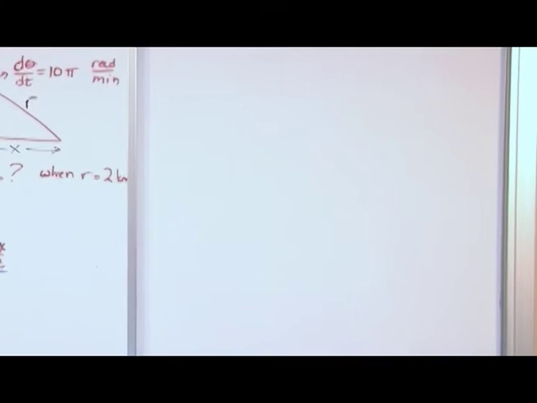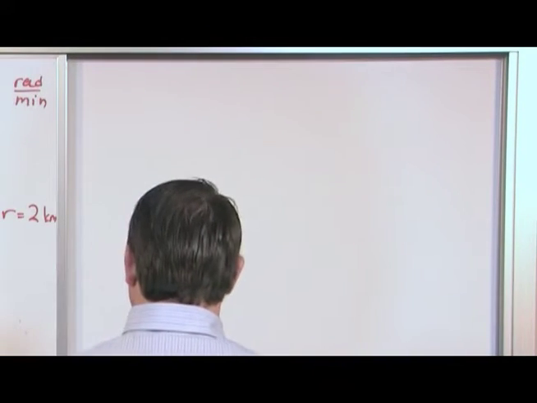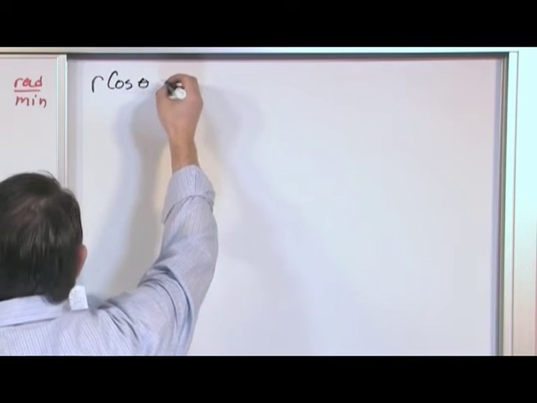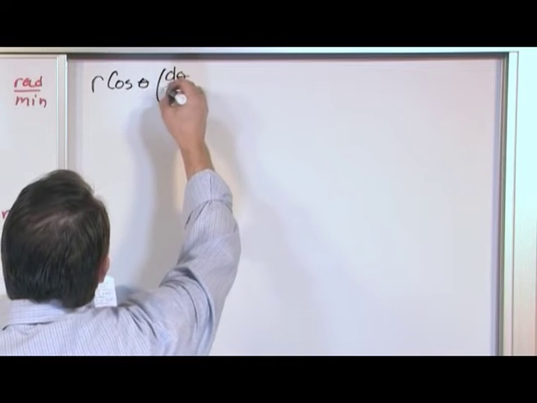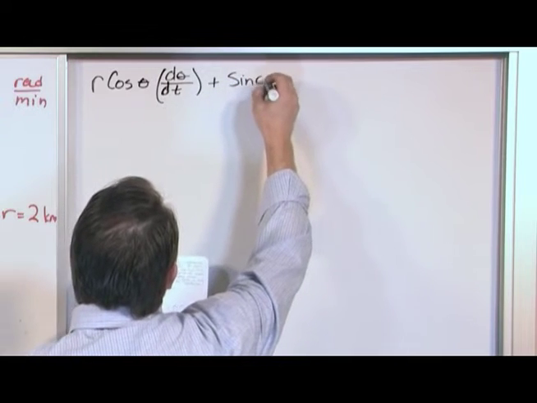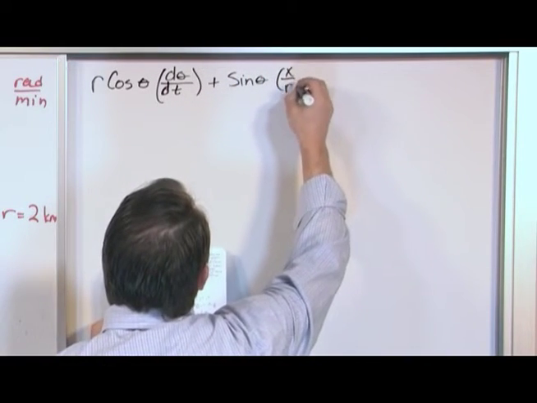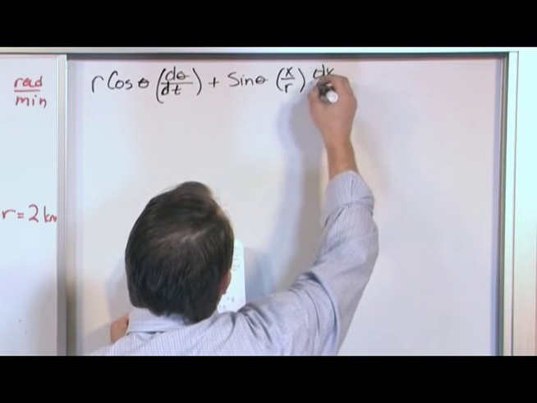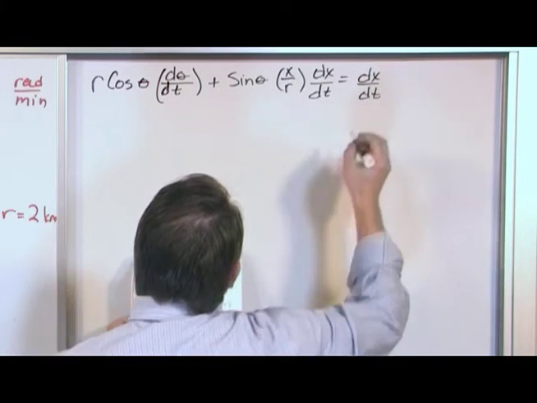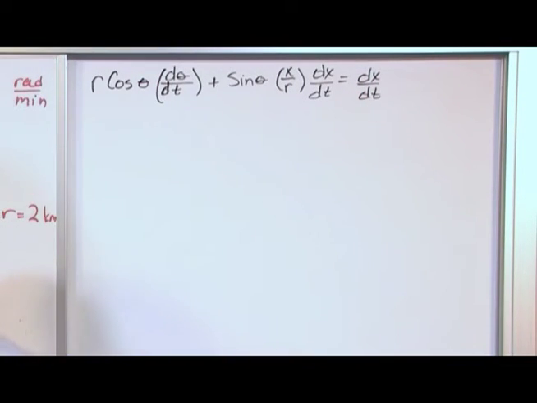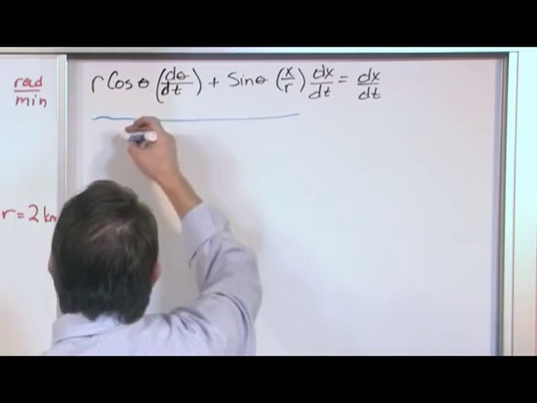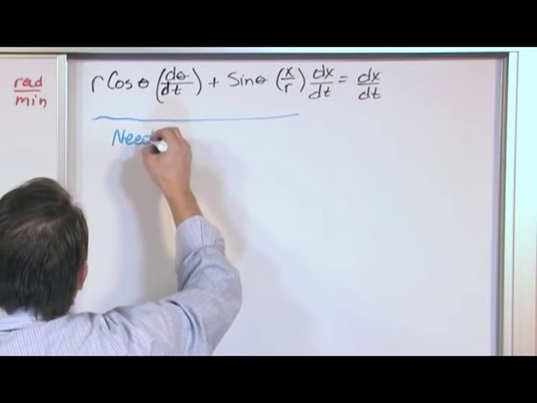Let me first of all start with rewriting this equation over here, just so we're all on the same page. So what I'm going to have is r cosine of theta times d theta dt, okay, plus sine of theta times x over r dx dt is equal to dx dt. So really, there's two things that I really want to know. The first is I want to know what this distance x is right here. So I'm going to just draw a little line here. I'm going to say need x.